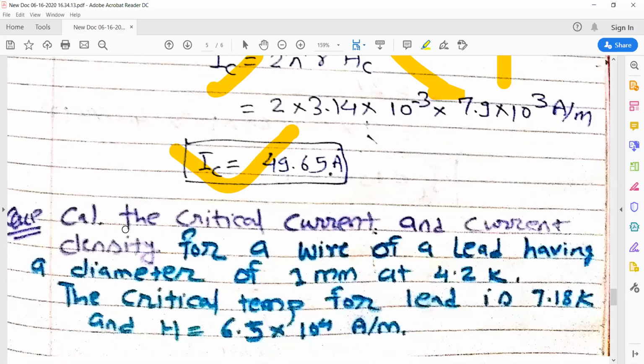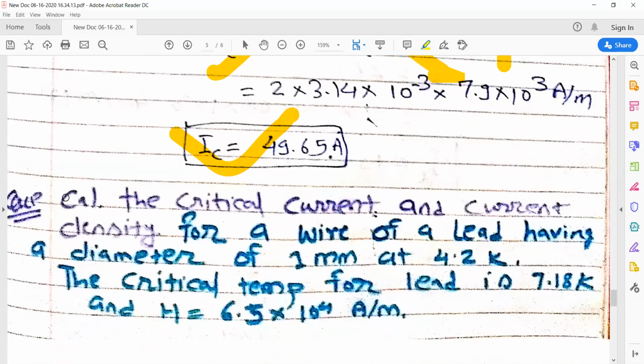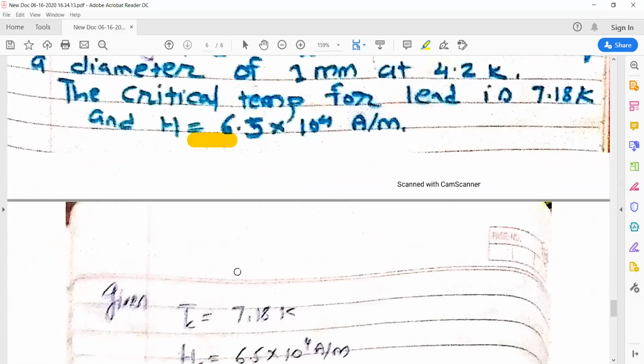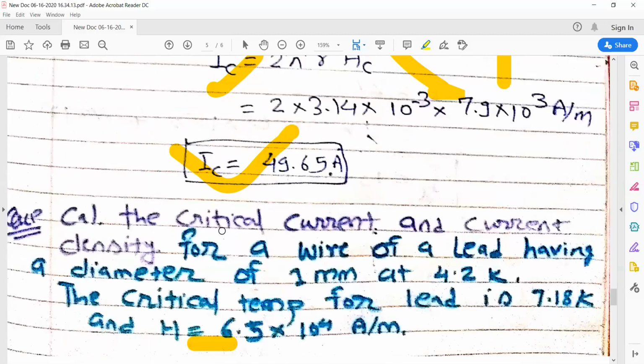Now another question: calculate the critical current and current density for a wire of lead having a diameter of 1 mm at 4.2 Kelvin. The critical temperature for lead is 7.18, and H is given by this. In this question they ask to calculate the critical current IC and the current density JC. The lead wire diameter is given, 1 mm, at 4.2 Kelvin.